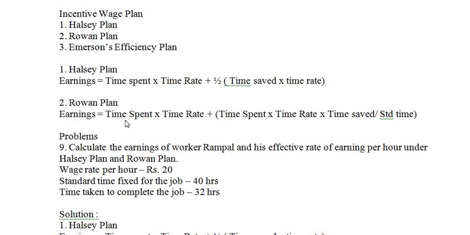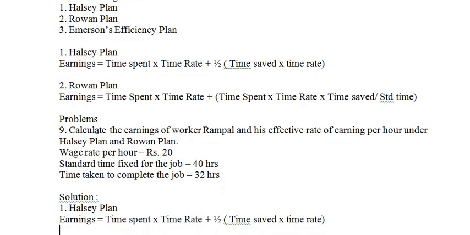Now there is a formula to calculate this. Earnings is equal to time spent into time rate plus time spent into time rate into time saved divided by standard time. So this is the formula to calculate Rowan plan. Is that clear? Okay. We'll solve problems on Halsey plan as well as Rowan plan.